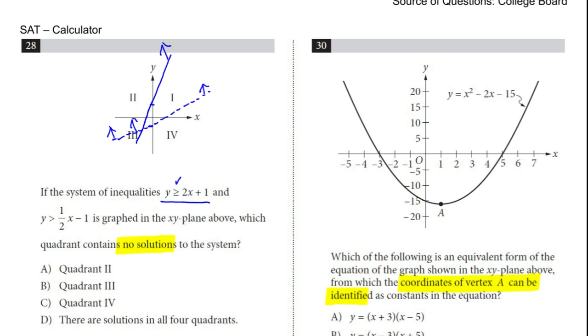So please note that by these two lines, which part will be shaded twice? We must find that part, right? So please note that twice means, yes, this part. Is it understandable? Now, the question asks us which part does not have any solution. So definitely this part, right? Quadrant 4 does not have any solution.